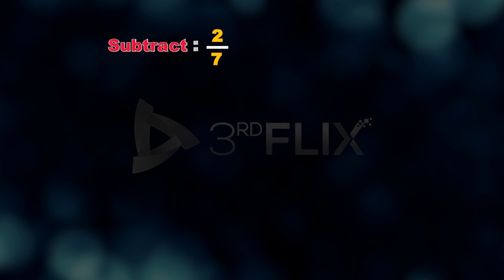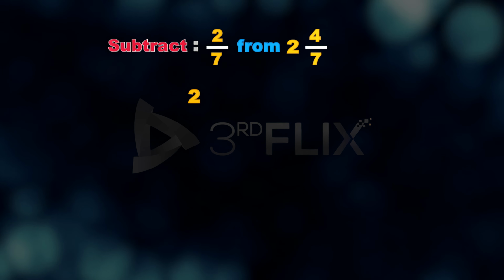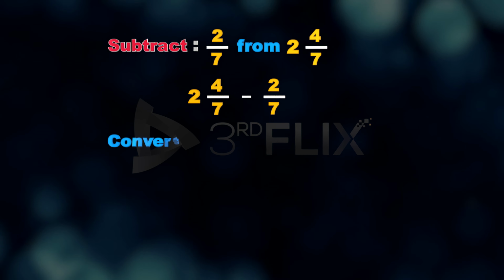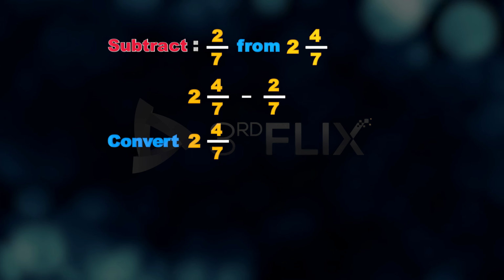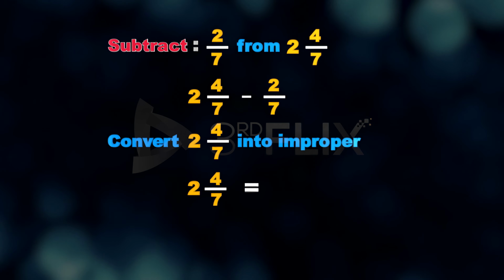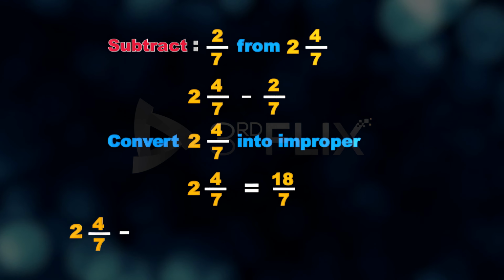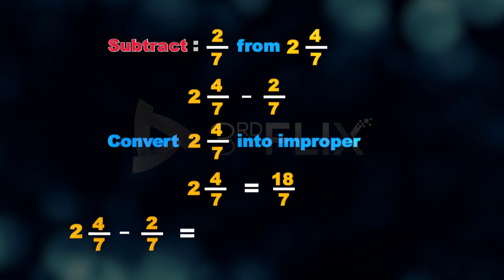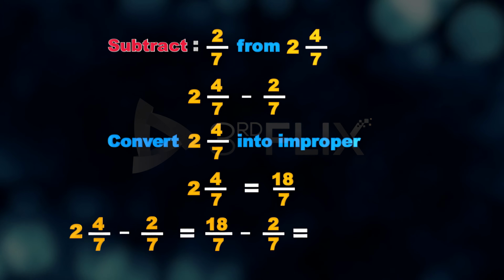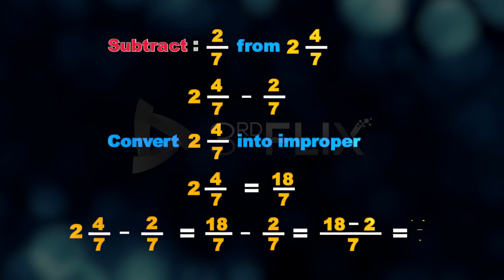Subtract 2/7 from 2 4/7. 2 4/7 minus 2/7. Convert 2 4/7 into an improper fraction. 2 4/7 is equal to 18/7. 2 4/7 minus 2/7 is equal to 18/7 minus 2/7, which is equal to (18 minus 2)/7, which is equal to 16/7.